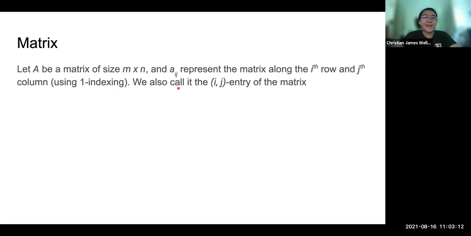So it's revision as well if you're taking such modules. Let A be a matrix of size m by n, then Aij represents the entry along the ith row and jth column. And here I'll just use one indexing.